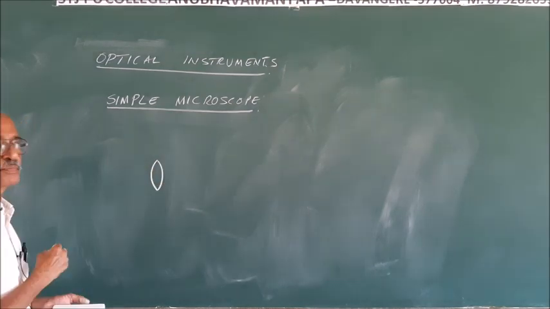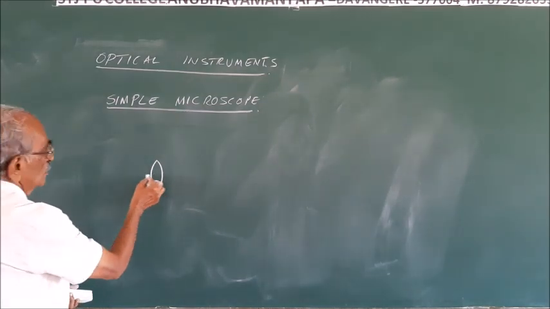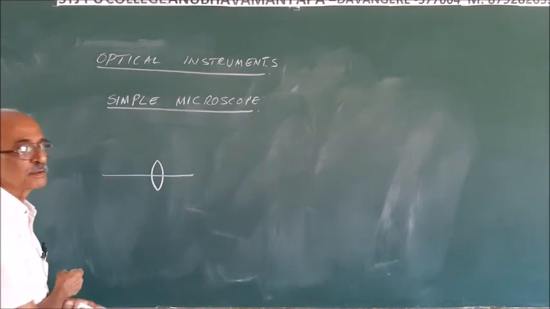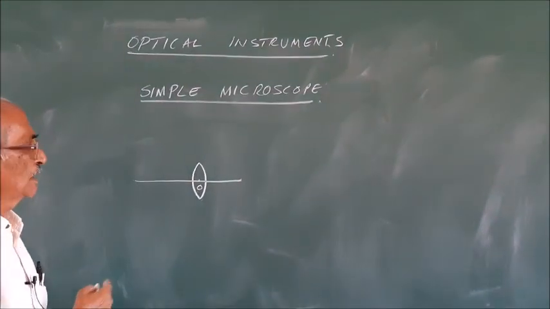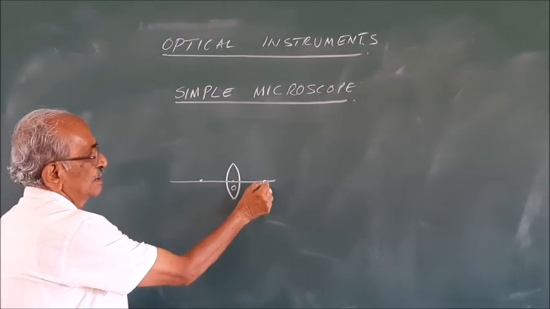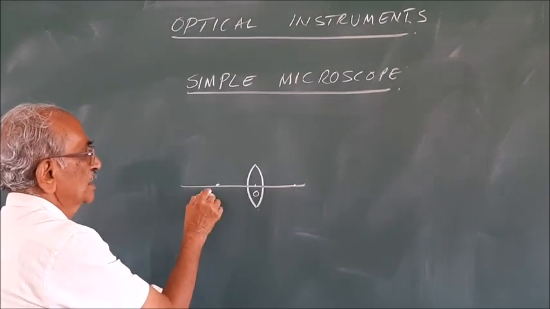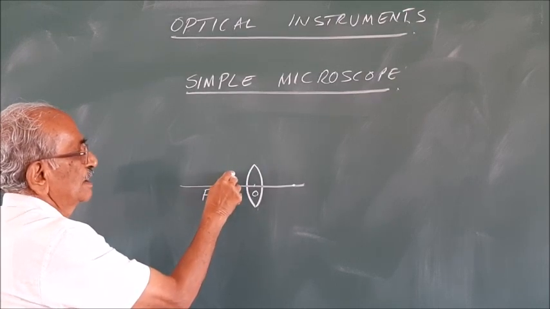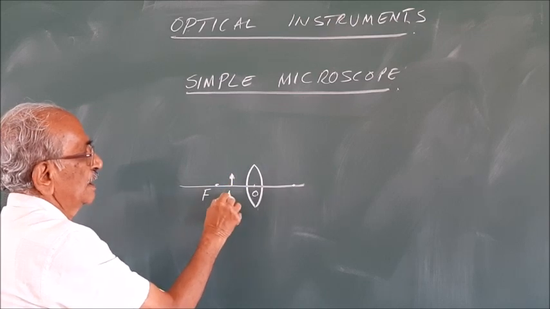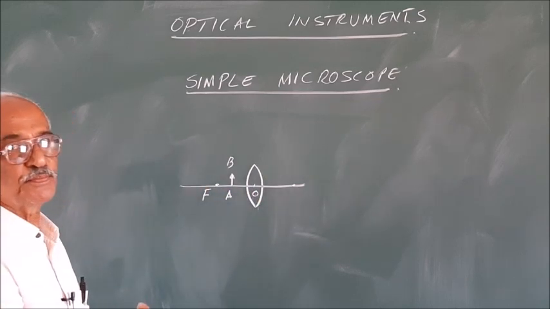a convex lens, usually put in a frame. Generally it will be of short focal length. Now remember, you have the principal axis, the optic center, the focus, on either side. Now I keep a small object to be seen, magnified, enlarged, between the principal focus and the lens.